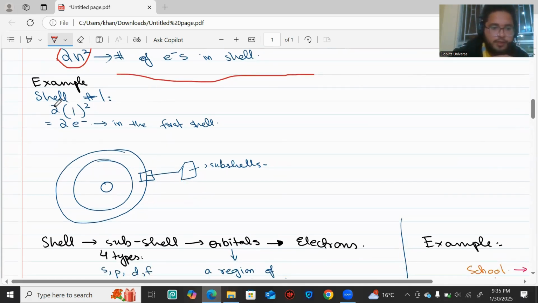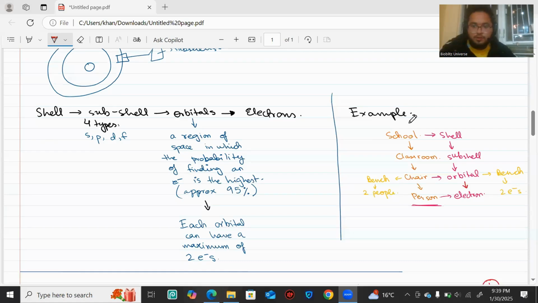Now, here is an example of how this formula can be used. For example, there is one shell, so one is written in place of n, and by this we can say that 2 electrons are in the first shell.